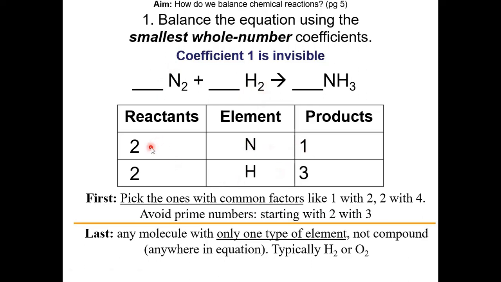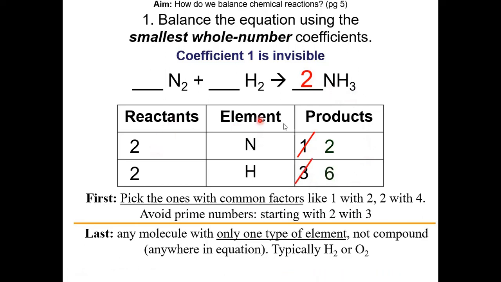We have 2 on the reactant side and 1 on the product side. So we need to double the amount of nitrogen on the product side. So we're going to put a 2 in front of NH3. So we have 2 nitrogens now. But since we put a 2 in front of NH3, we no longer have 3 hydrogen, but 2 times 3, we have 6 hydrogens now.